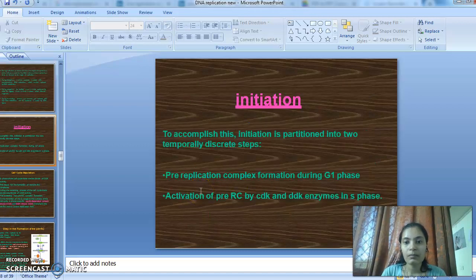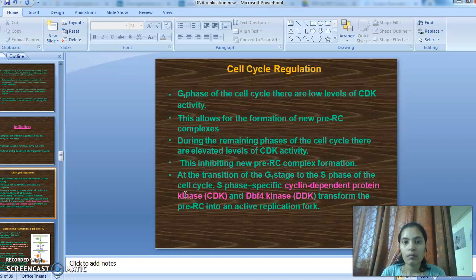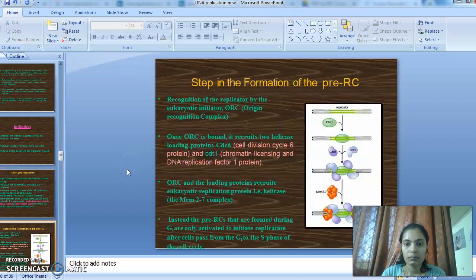Initiation has two steps: pre-replication complex formation in G1 phase, and activation in the S phase, wherein the DNA replication occurs. So this is, in brief, the cell cycle regulation. In the G1 phase, there are low levels of CDK, so it leads to formation of the pre-RC complex. So these are the steps. We will not go into the details of this.